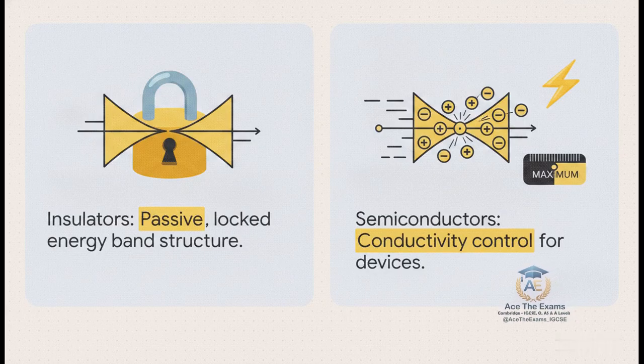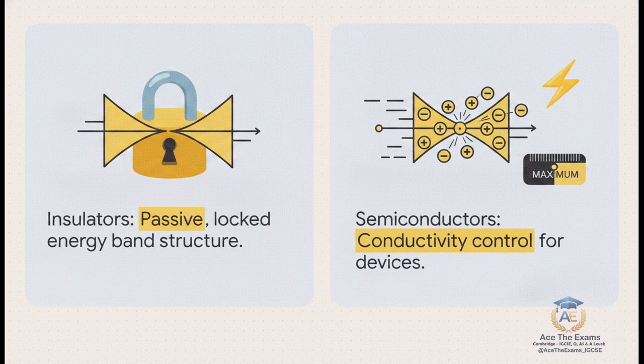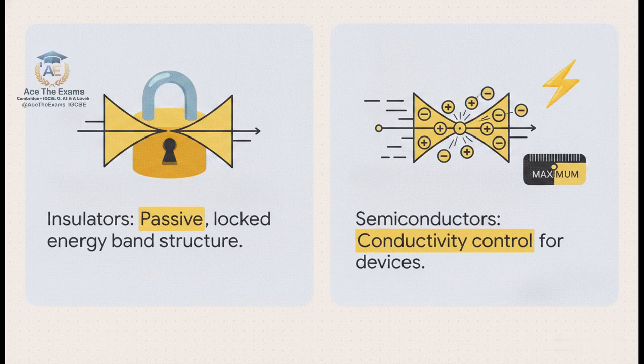They hate that. And this brilliantly illustrates the exact comparison you need. For insulators, they are passive. Their energy band structure is completely locked, preventing carrier motion. But for semiconductors, they allow for conductivity control, making them the active basis for electronic devices. This distinction is so meaningful when discussing band structure because it shows the examiner you truly understand why some materials just sit there passively while others form the actual foundation of our technology.